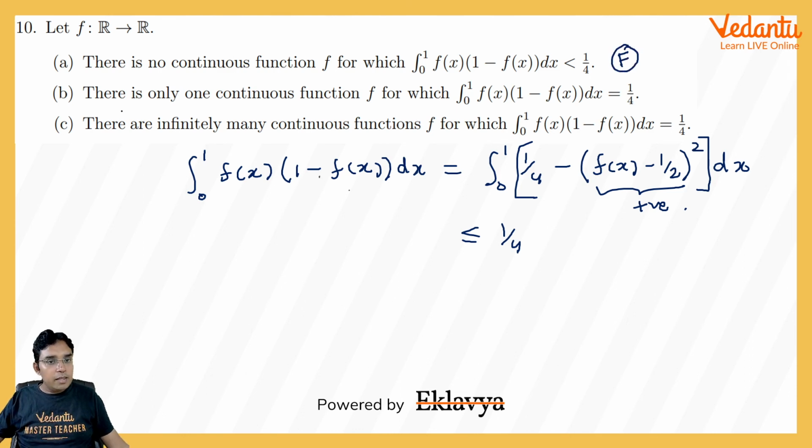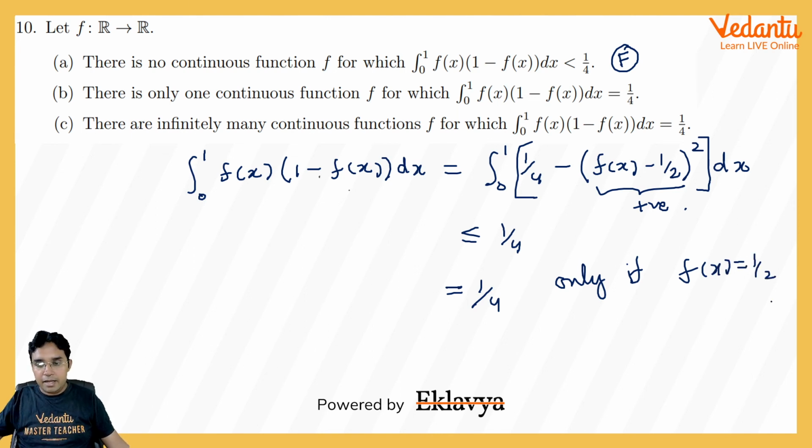Okay, now there is only one continuous function f for which this will be equal to 1 by 4. This seems correct, but beware. There is one very big catch in this question. Please see. It looks like this will be 1 by 4 only if f(x) is equal to 1 by 2. But please understand, f(x) is equal to 1 by 2 when x is between 0 and 1. Yes or no? Between 0 and 1, my f(x) has to be 1 by 2.